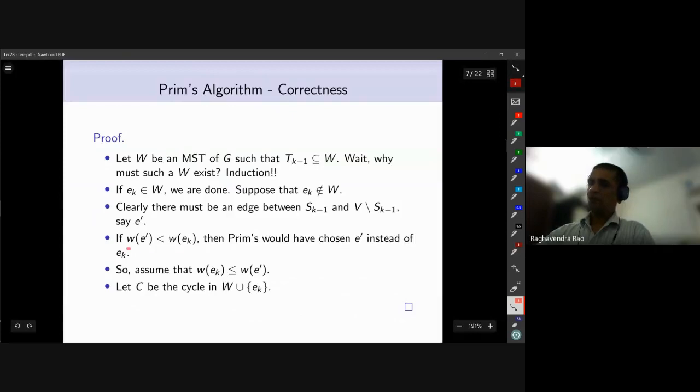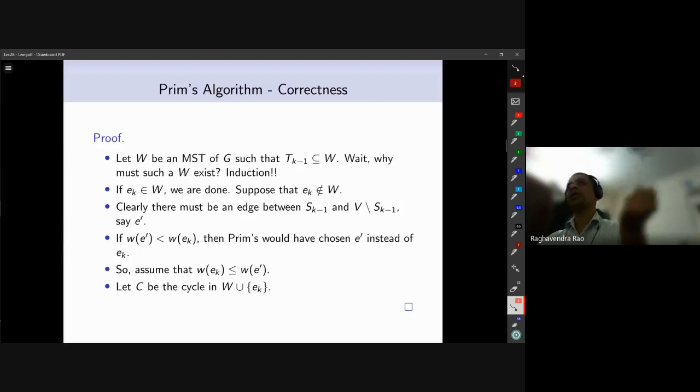So if weight of E prime is less than weight of Ek, then Prim would have chosen E prime instead of Ek. So we can assume that weight of Ek is at most that of E prime. Okay. So now we add Ek to W and stare at the cycle it creates. Remember that for any spanning tree, if you add an edge, it's going to create a unique cycle, right? It's called a fundamental cycle.